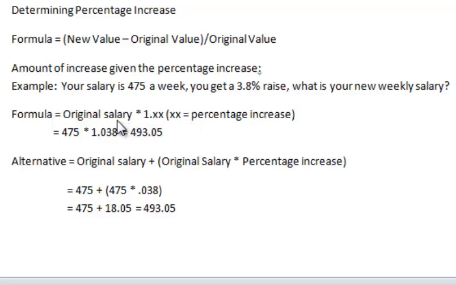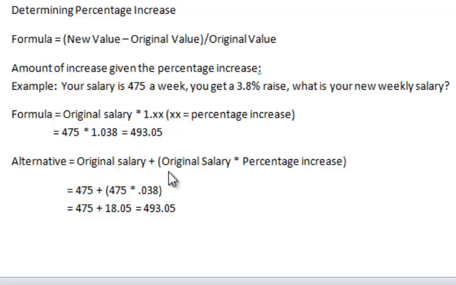You do your original salary, $475, times 1.xx, where xx is equal to the percentage raise that you're getting. So in this case, it's going to be 475 times 1.038. And of course, when using percentages, 3% is 0.03, not 0.3 or 3.0. So 10% would be 0.10, 5% 0.05, I think you get the idea. And that comes out to 493.05.